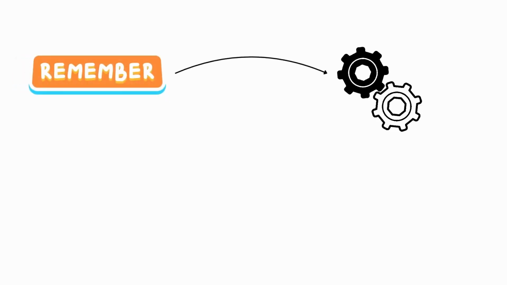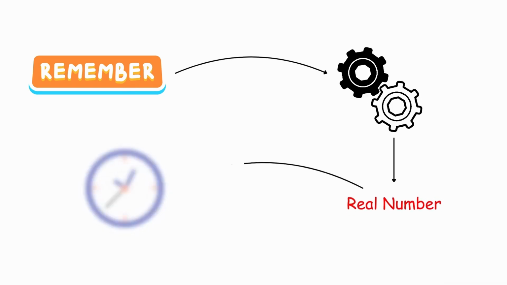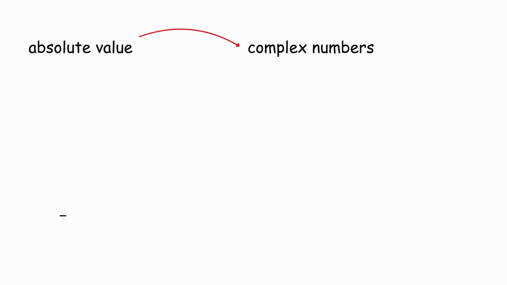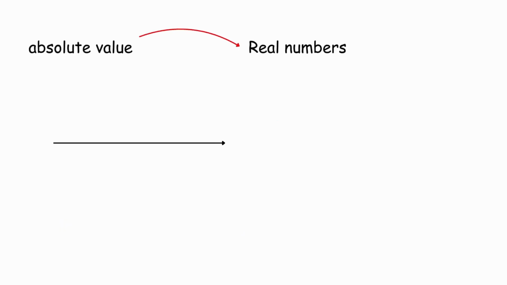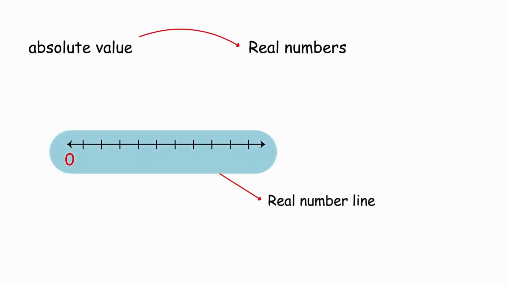Remember, that only works if we stay in the real numbers the whole time. Notably, it is straightforward to extend the absolute value to the complex numbers. The absolute value of a complex number is its distance from 0 in the complex plane, just like the absolute value of a real number is its distance from 0 on the real number line.